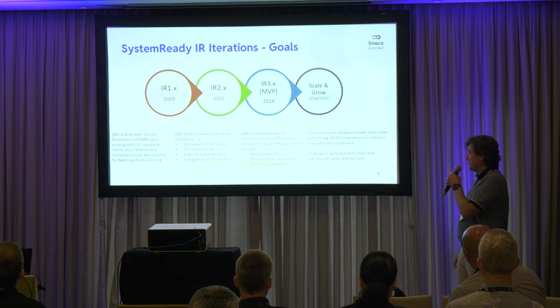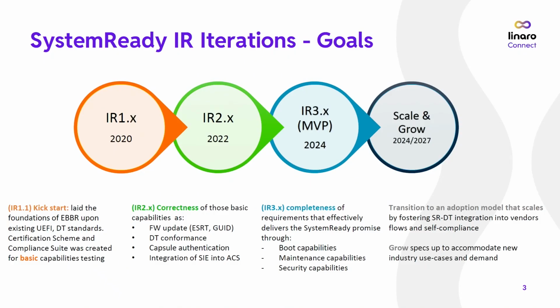What we are thinking about is how we transition to a model where we can grow and scale. What happens after this MVP version, after these boot capabilities, maintenance, and security? What can we do next? That's where I'm going to focus this presentation: how we scale up. We are pivoting from certifications to compliance, and looking at the new capabilities to satisfy specific use cases and industry demands.